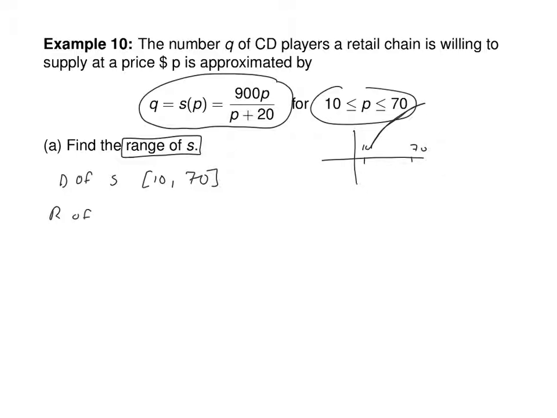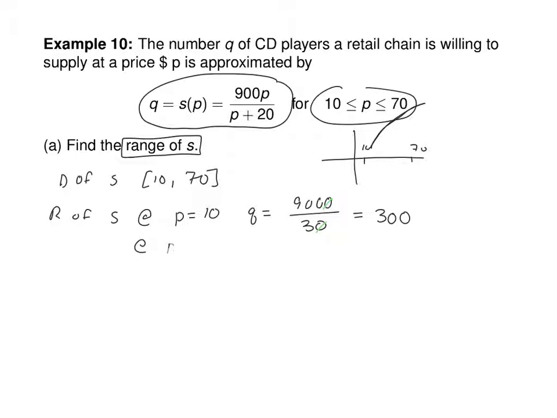So the range of S: at a price of 10, Q is going to equal 9,000 over how much? 30. Did you guys learn in elementary school that you can just cancel zeros? Okay, so I'm never sure because some people don't seem to know that. What is 900 divided by 3? 300.